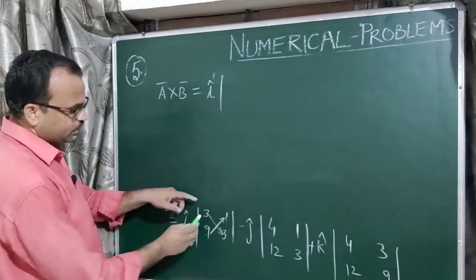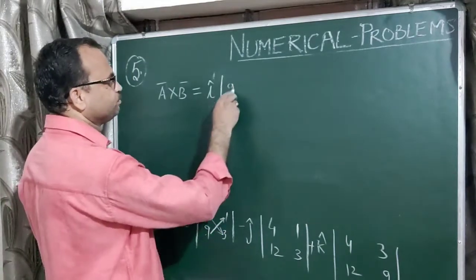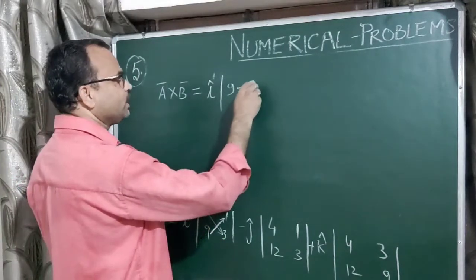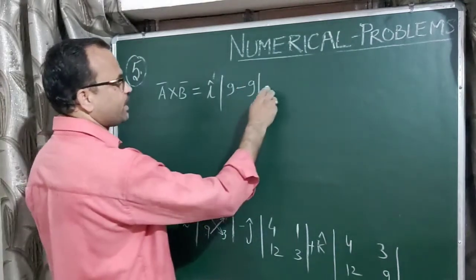So 3 times 3 is 9, positive, minus sign, then 9 times 1 is 9. Now put the minus j.